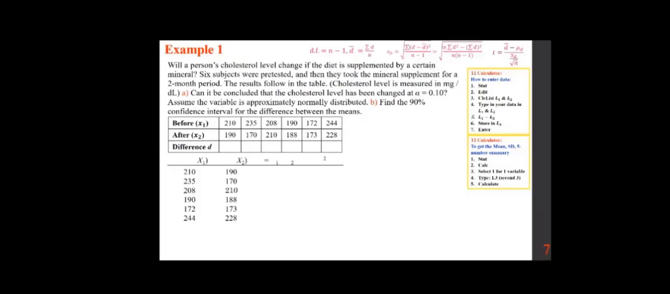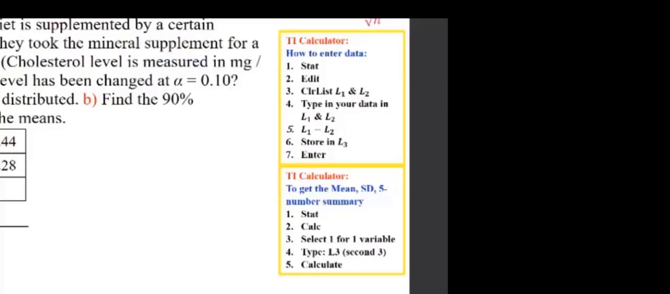We're going to do everything by hand here, not that you have to. As you can see on the right side, I have shown you how to use a TI calculator to make life easy. First and foremost, you clear the lists and you put the information in L1 and L2. L1 is before, L sub 2 is after. And then when you want to do the calculation, it is L1 minus L2 that you store in L sub 3 and enter.